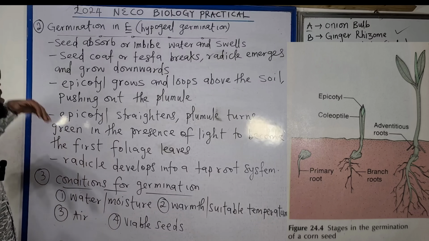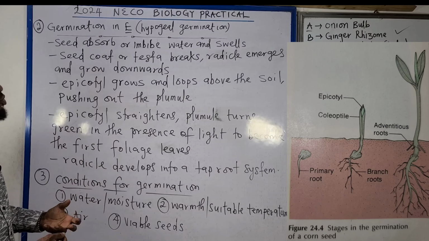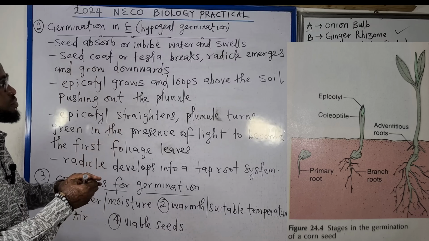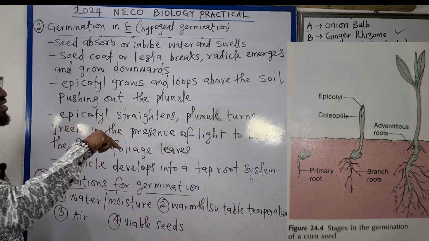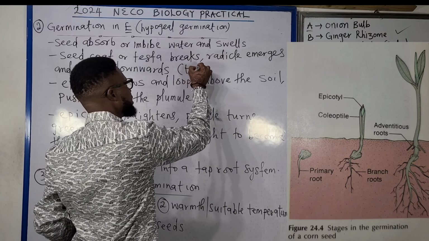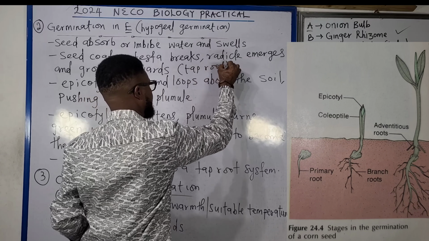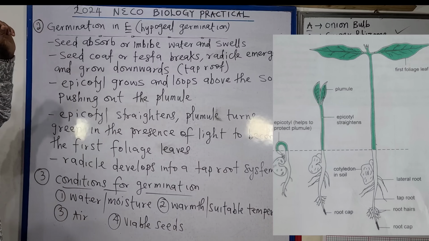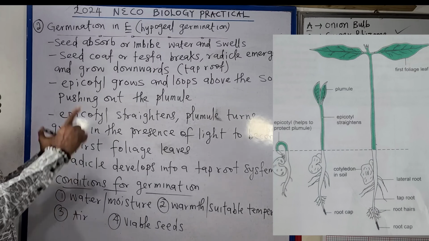So what happens here, it is always about the seed. It absorbs water, or it imbibes water and soil. The seed coat or testa breaks because why? The radicle has to emerge and it grows downward to form the root. In this case, it forms a taproot system. Of course, the epicotyl grows and loops above the soil, pushing out the plumule.